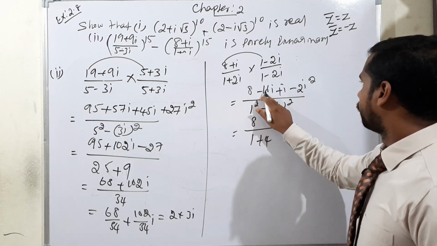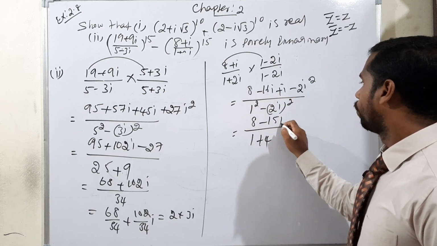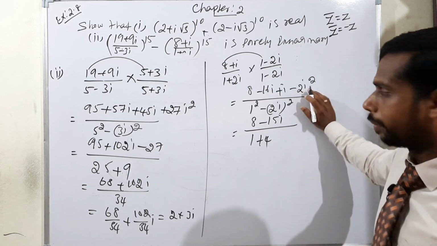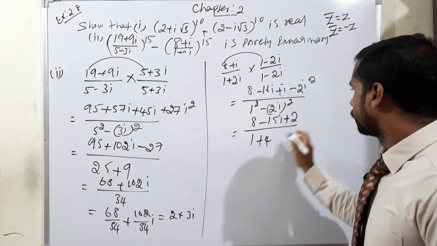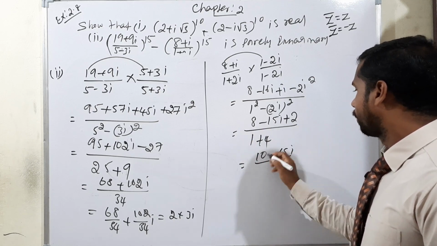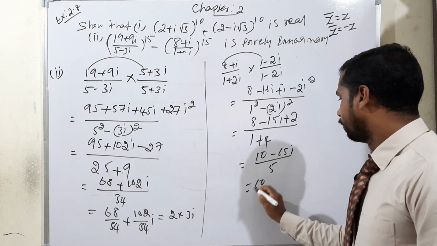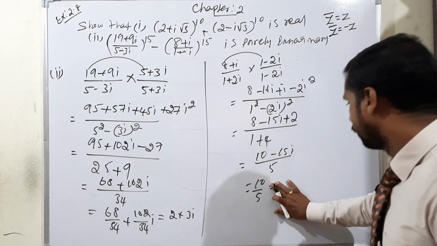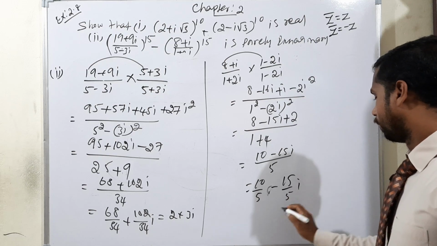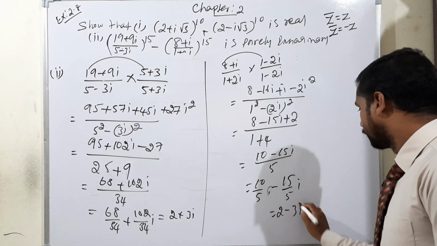Again 8 minus 16i plus i, we can write minus 15i. Then i square is there, minus 1. We have common minus, therefore 8 plus positive 2. Then 8 plus 2, 10. 10 minus 15i divided by 1 plus 4 is equal to 5. Therefore 10 divided by 5 minus 15 divided by 5i. Therefore what the answer? 2 minus 3i will come.